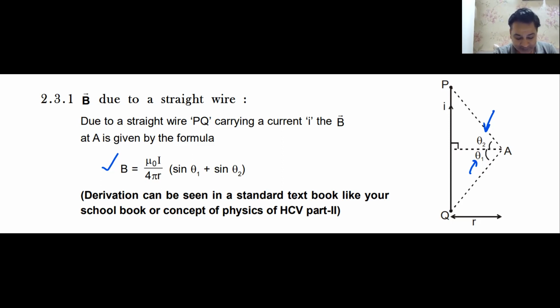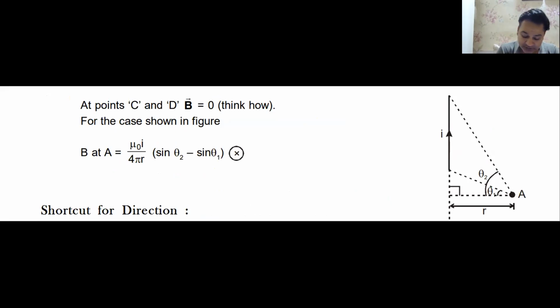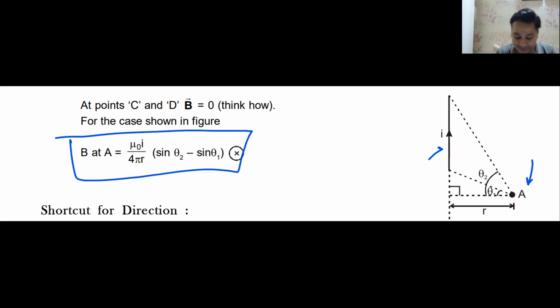Then again, you can see a variation of this simple problem where you have a wire like this and you find the field at this point. You can just calculate it. This would be the magnetic field. You know this? So I don't have to waste my time here.